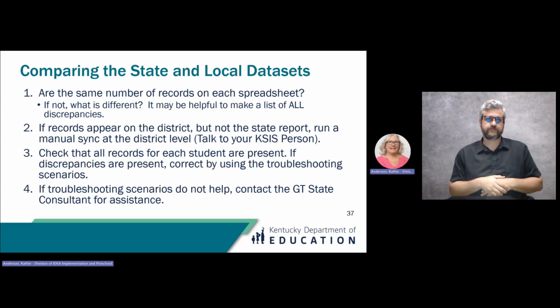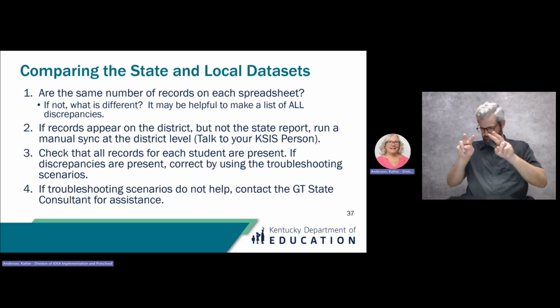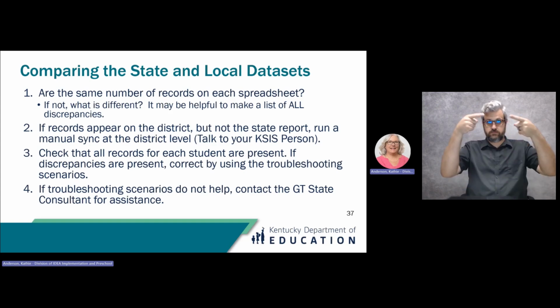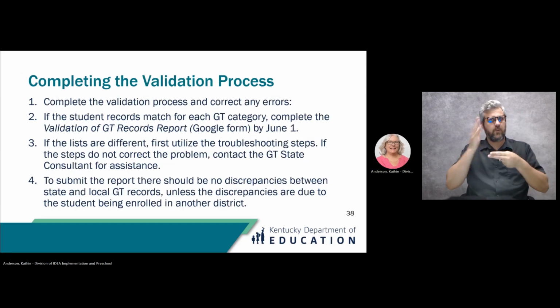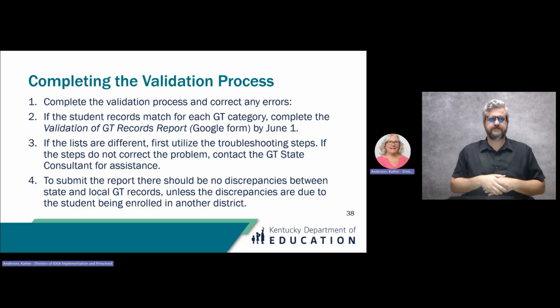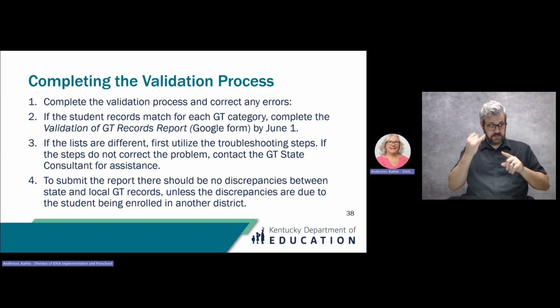Once both datasets are generated, you will examine the datasets to ensure a direct match of student records. Students with multiple records may appear several times, but this is because they are identified in several categories. How to correct missing records is addressed on the next several slides. Compare the records from each report, looking for discrepancies between the two reports. If there are no discrepancies, complete the GT Records Validation Report by June the 1st.